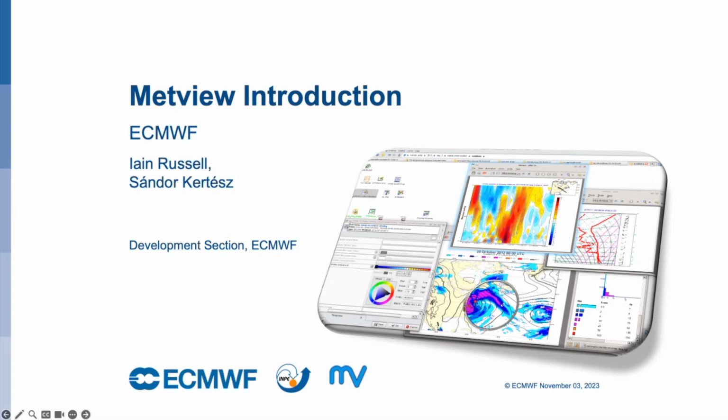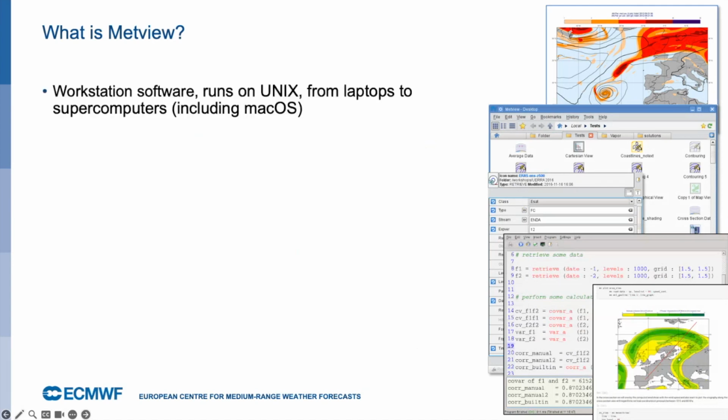So, what is Metview? It's workstation software. It's running on a desktop. It's not a web application, but you run it physically on your machine. It works on Unix systems, basically Linux and Mac OS. So I can run it here on my laptop, or we can run it on the Atos HPC. It basically works the same way.